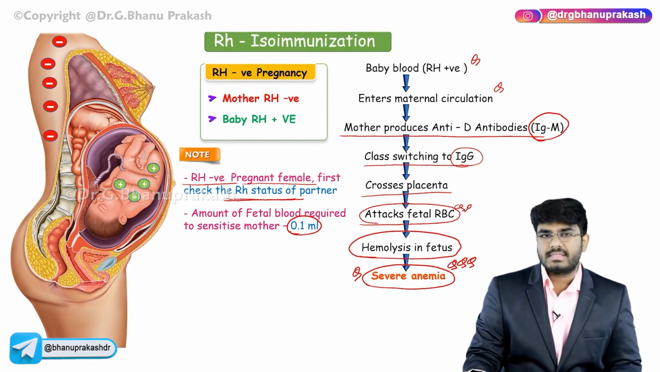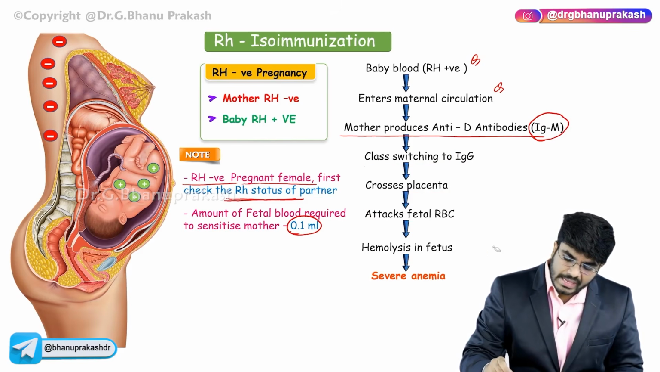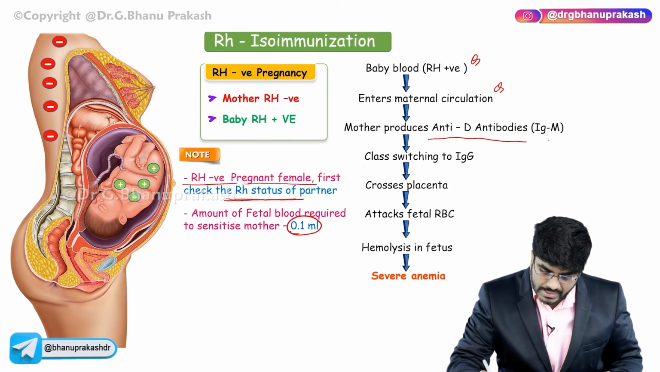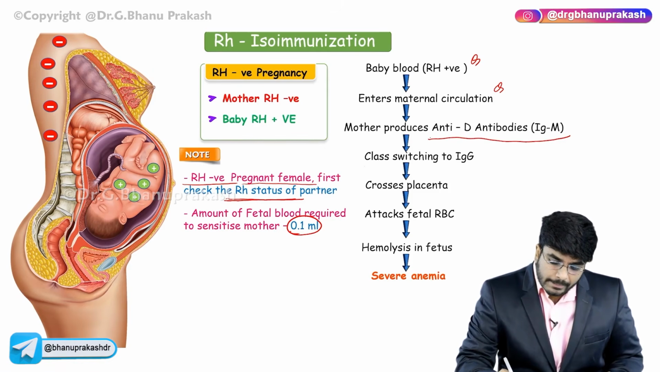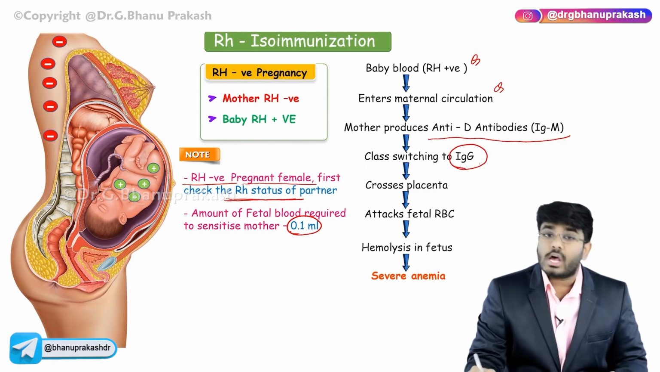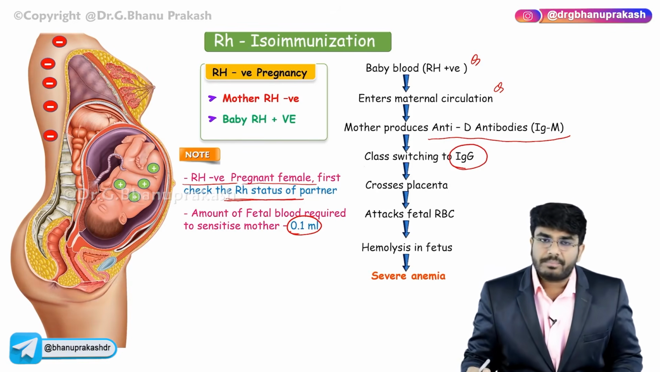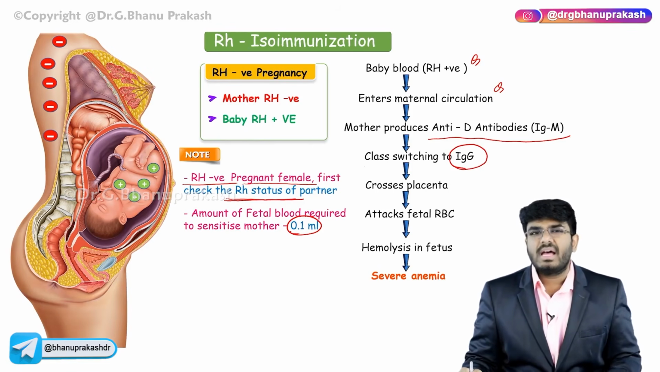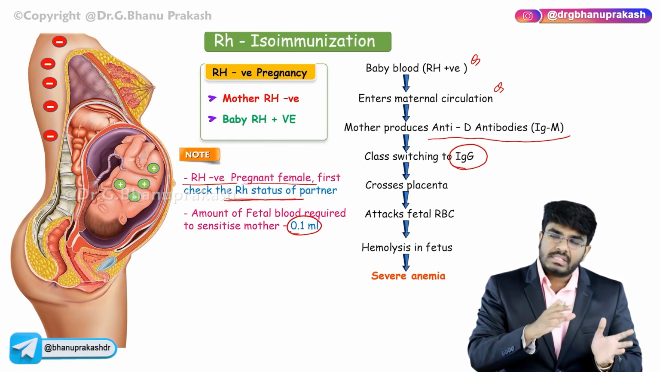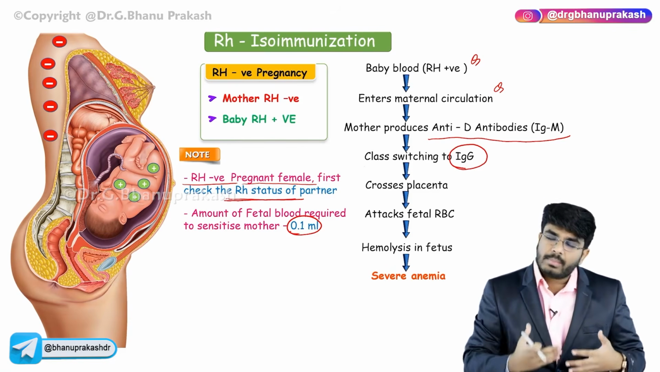Now, an important concept here: initially, what type of immunoglobulin is she producing? She is producing IgM, anti-D antibodies of the IgM type. For these IgM antibodies to convert into IgG, it takes almost 6 months. So within these 6 months, she has already delivered the baby. For example, if this mixing happens in the 7th or 8th month, and it takes 6 months for IgM to convert into IgG, the baby is already delivered.